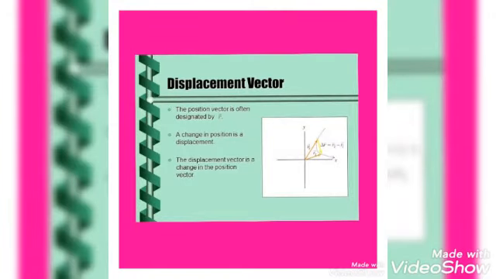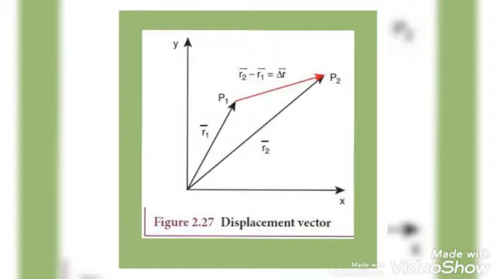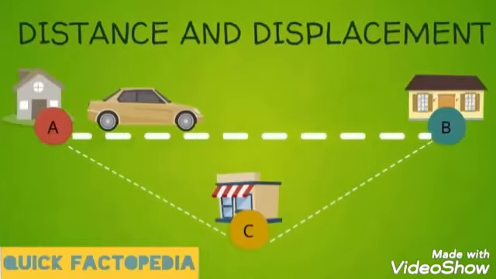Displacement vector. Position vector is given by r vector. Therefore, the displacement vector is the change in position vector. Now you see the diagram. The diagram represents the displacement vector. The particle is moving from P1 to P2. Therefore, del r vector is equal to r2 vector minus r1 vector.